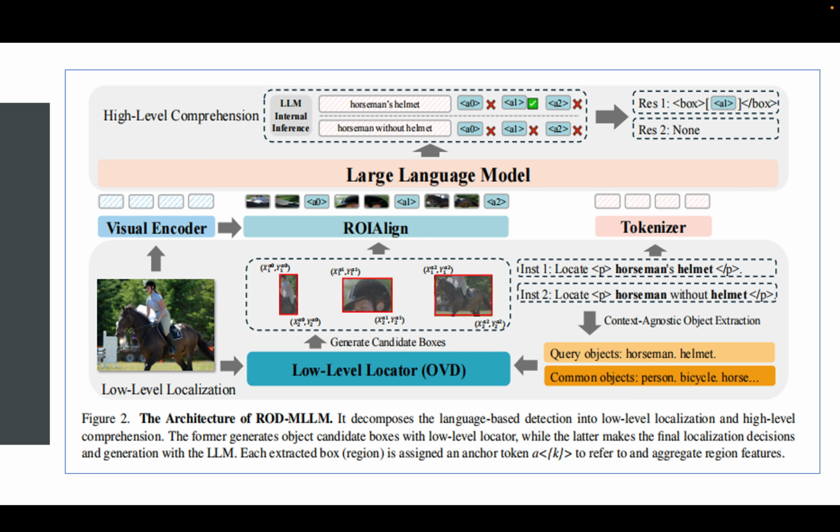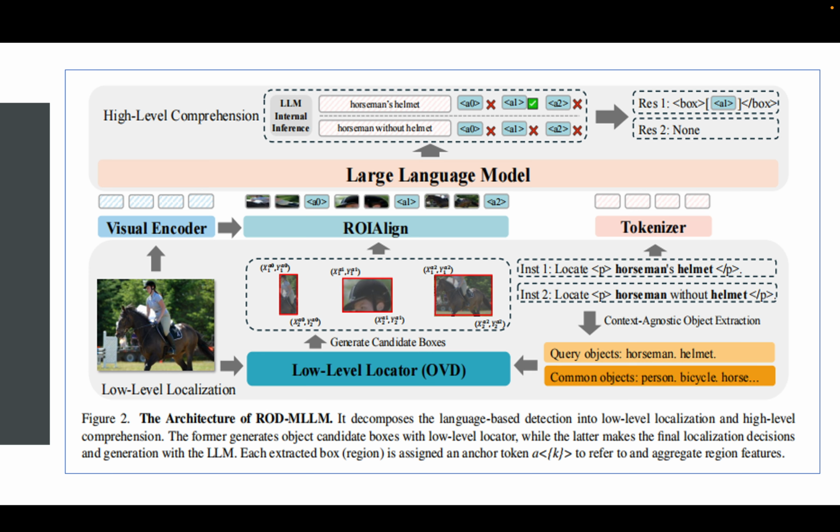All right, so this is the main architecture of their model. As we see, we have both an image and a text. And here we have a low-level locator. This part receives the image and the query object, like a horseman and helmet. On the right side, we have a text to locate the horseman's helmet, or the horseman without the helmet. So this data and the specific text will be passed into the low-level locator right here, as well as the picture and a set of common objects like person, bicycle, horse, and so on.